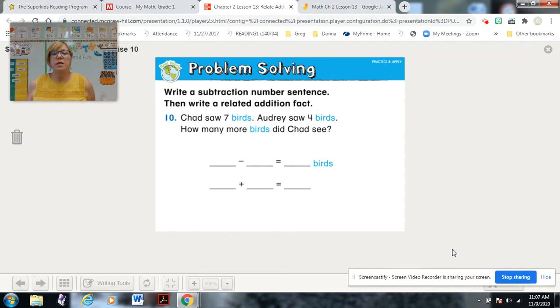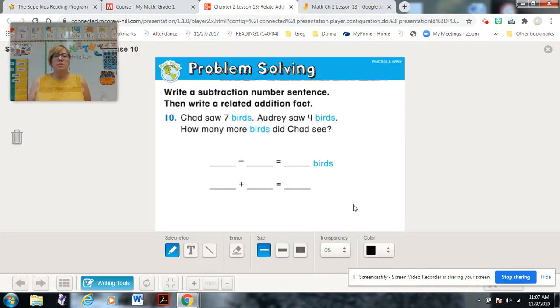Now, write a subtraction number sentence, then write a related addition fact. Chad saw 7 birds. Okay. Audrey saw 4 birds. How many more birds did Chad see? Okay, so he saw 7. 1, 2, 3. You can use your counters. You don't even have to draw. 4, 5. Oops. 6. Droopy bird. 7. Okay. She saw 4 birds.